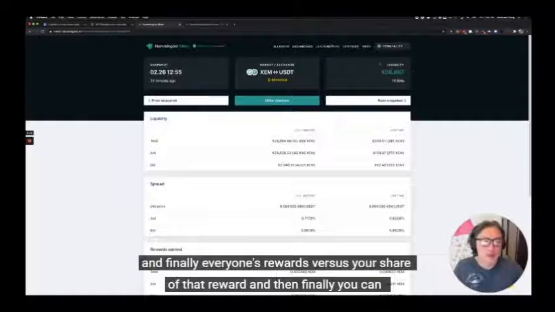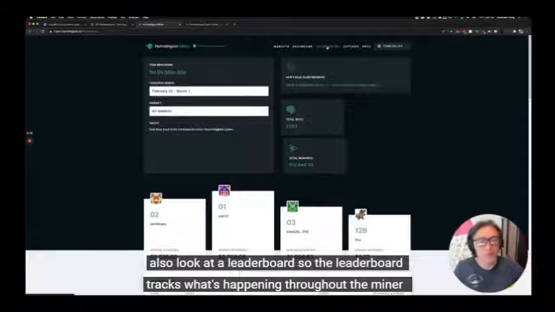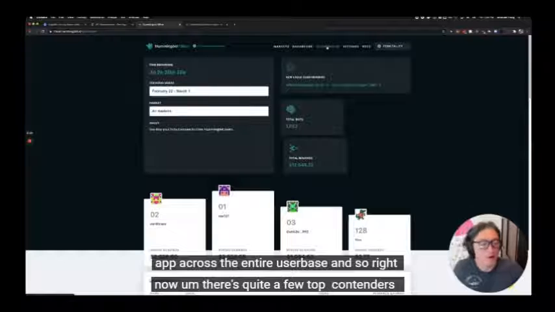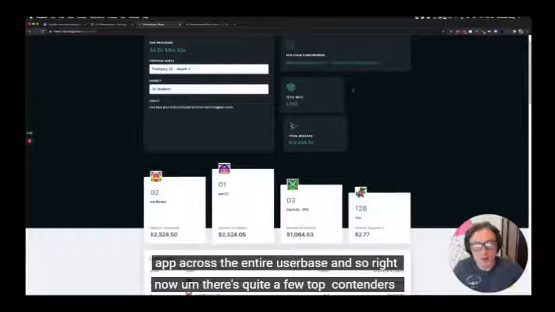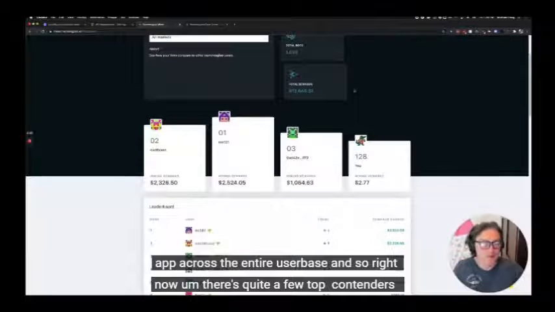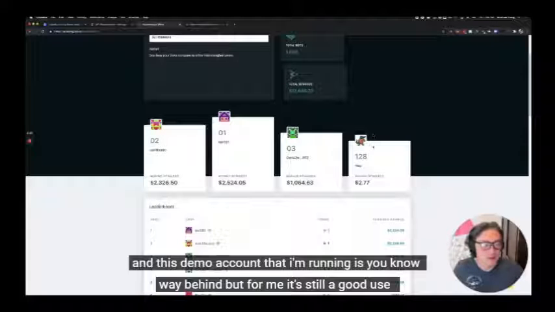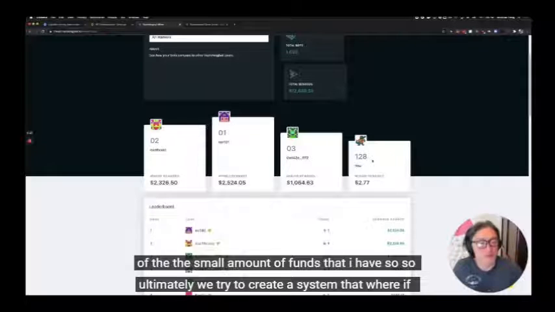And then finally, you can also look at a leaderboard. The leaderboard tracks what's happening throughout the miner app across the entire user base. Right now, there's quite a few top contenders, and this demo account that I'm running is way behind. But for me, it's still a good use of the small amount of funds that I have.